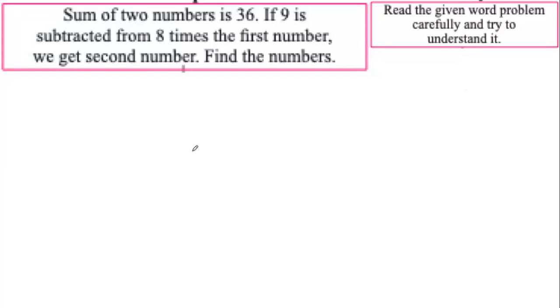Right. So if we try to understand with an example, suppose there are two numbers, 3 and 6. What it says is sum of two numbers, so 3 plus 6 is equal to 9. Yes, it is. I just took random examples and it happened. And then it says, if 9 is subtracted from 8 times the first number, this is the first number, this is the second number. So 8 times means 8 into 3. 9 is subtracted from that. So this should be the second number, 6.